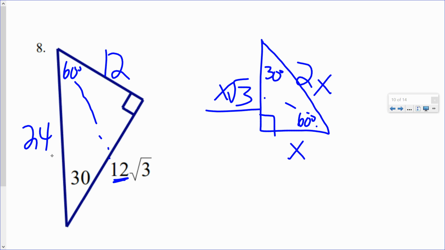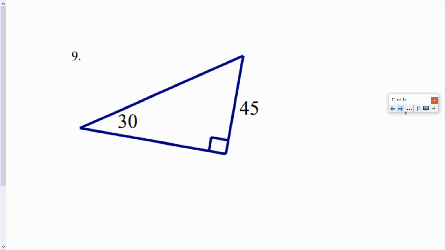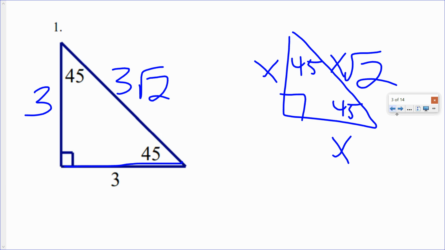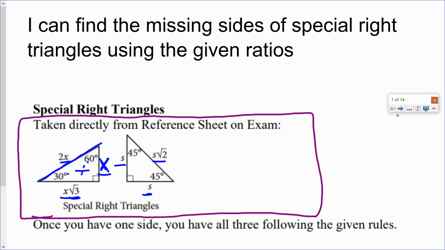So there's just a few more examples here. Your classwork / homework is to finish this. Again, when you see a 30, 45, or 60 in a right triangle, you need to recognize that as your special right triangles. Utilize the ratios, and once you have one side, you'll be able to fill in all three, the additional two, using these ratios.